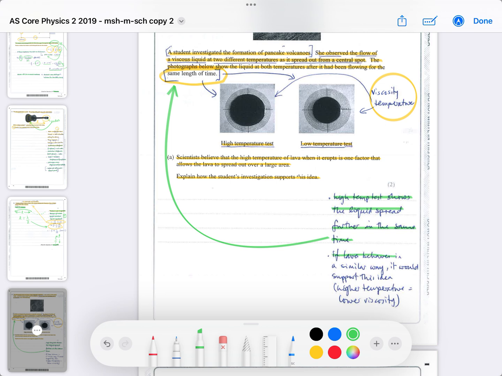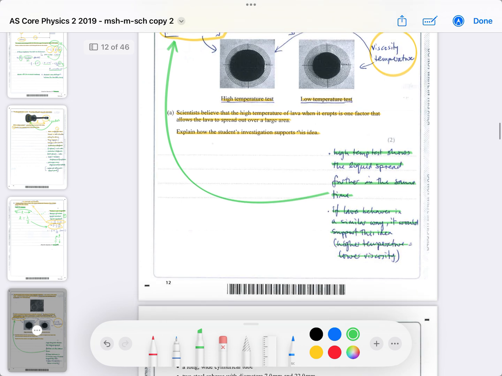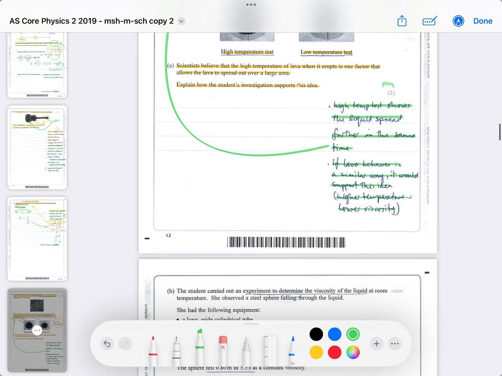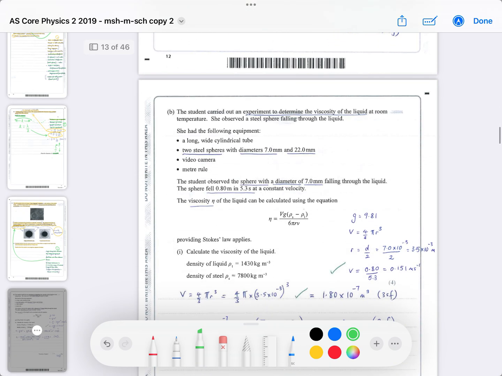If lava behaves in a similar way, it would support this idea that higher temperature equals lower viscosity. Now, my year 7s know that because we did an investigation of heating oil and seeing how it became more runny, which is less viscous. So I think those 2 bullet points should hopefully get me the 2 marks, and you can have a look at the mark scheme later on.